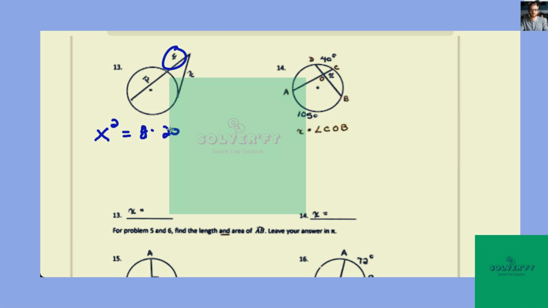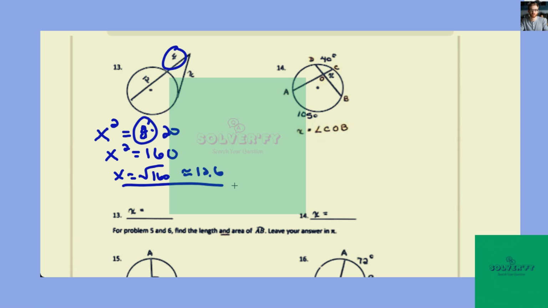And 8 times 20 is 160. And so x would equal the square root of 160, or about 12.6. If that is not 8, then substitute whatever that actually is. If it's 4, and recalculate.